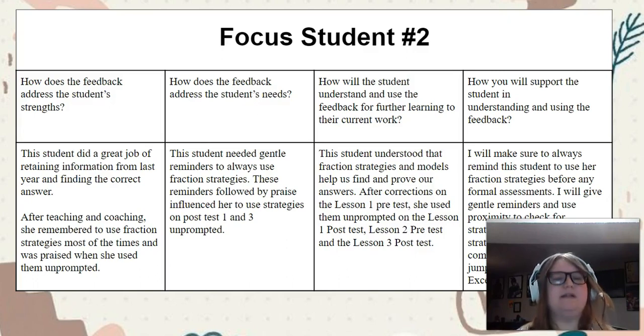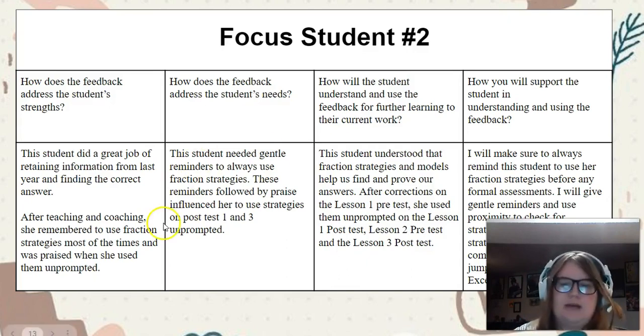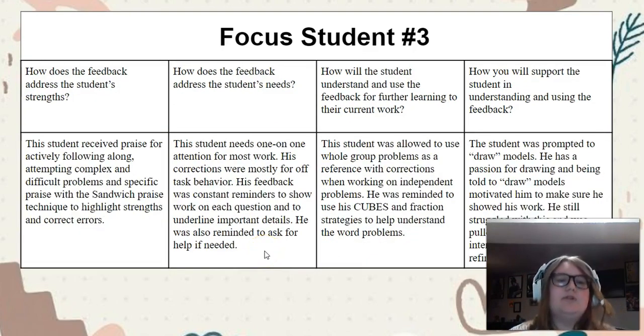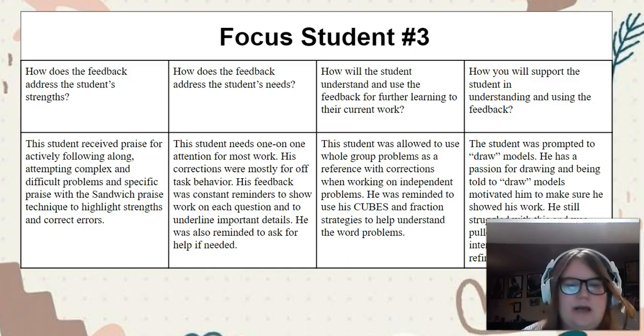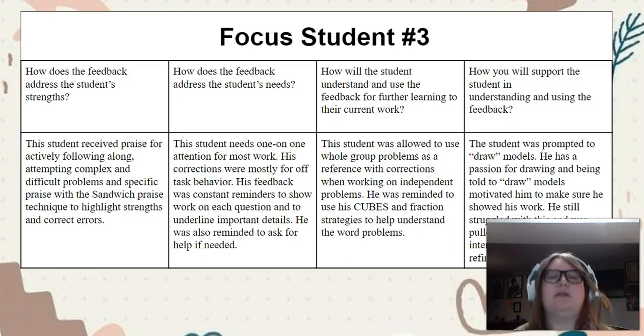For formal assessments, I just made sure I kept proximity to her to check for her using those strategies, and when she did them, and when she did forget to use them, I would prompt her to remember to use them. And then focus student number 3, he has a lot of 504 accommodations, which I made sure to meet for these 3 lessons. I made sure to use the sandwich praise technique with him, for even just following along, having whole body listening and learning, and then just even attempting those problems.